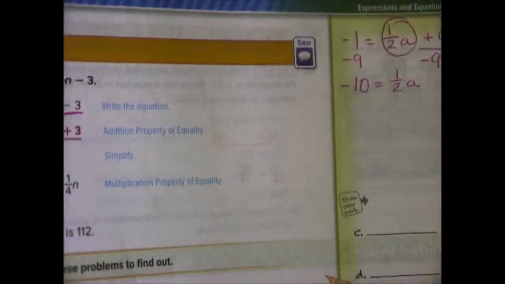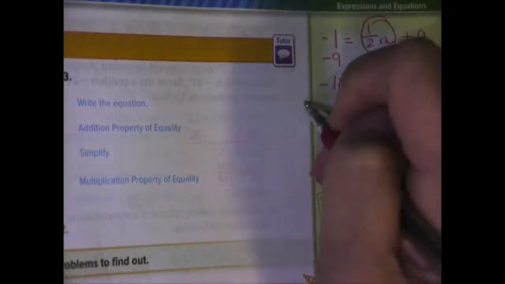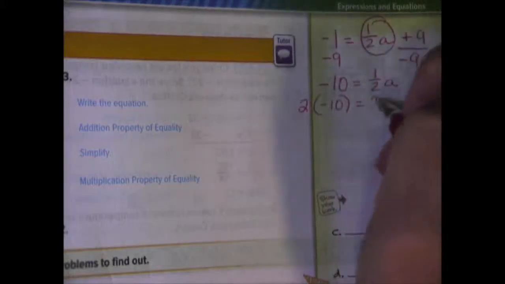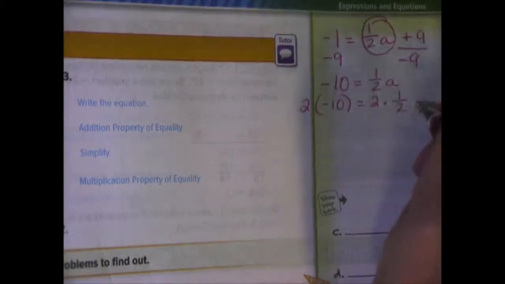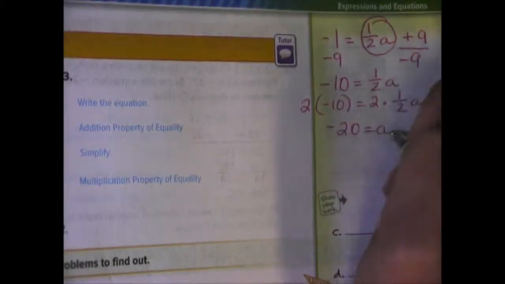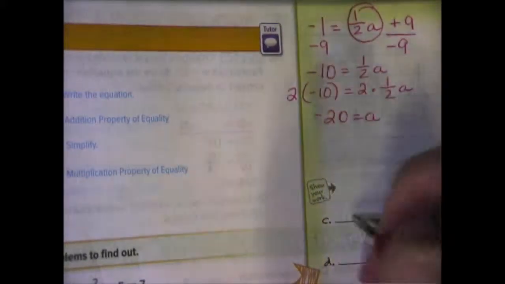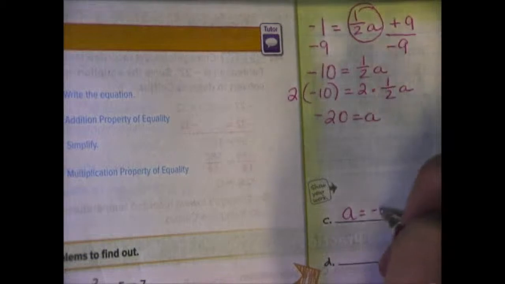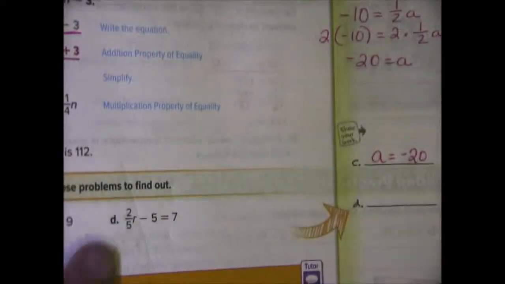And then I use my multiplication property of equality, and I'm going to multiply both sides by 2. And that gives me negative 20 equals a. So for C, the answer is a equals negative 20. I'll work D down here.